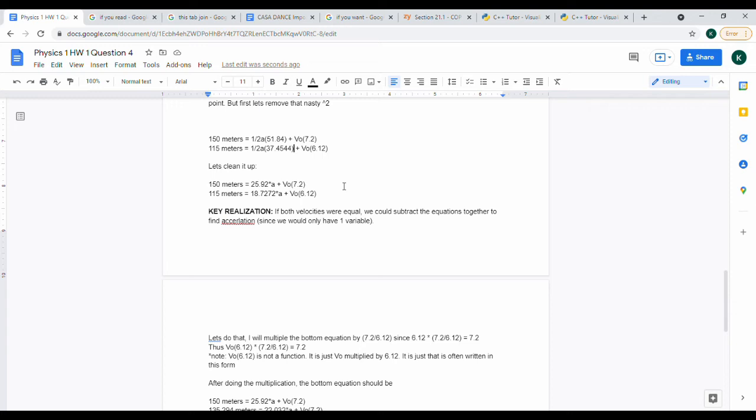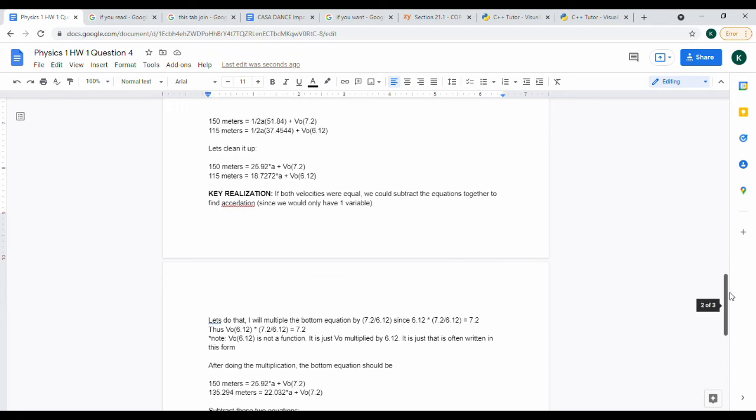So if we made both of the velocity values equal, then we could just simply subtract the equations together and find acceleration. By values, I mean coefficients, because we know the velocity of the green car is the same in both cases. And we know the acceleration is 2. So if the coefficient in front of the velocity is the same, these two would be the same. So how can we make it the same? I decided to make the bottom equal to the top.